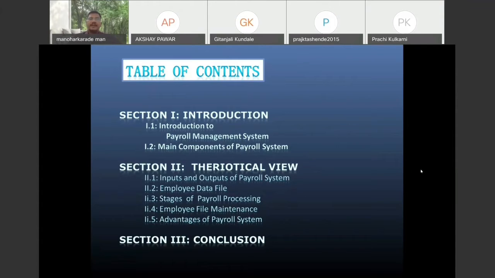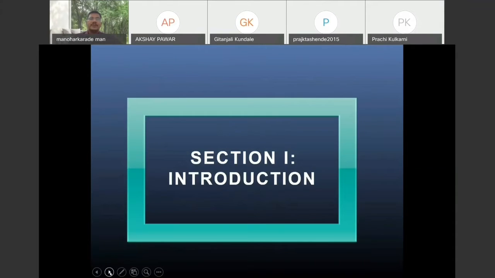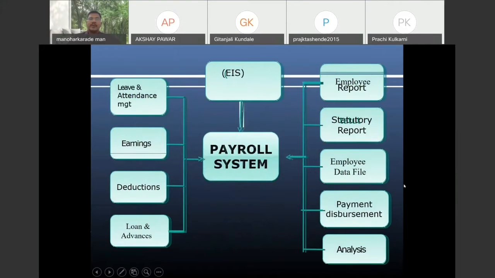So let us understand what exactly compensation is all about. Okay, so in the first section we are going to discuss the introduction part, where employee information system of a payroll system, we have to create one particular system process when we are at an organization. So as an HR manager, when you are carrying out the payroll system for salary and wages and the components under it.